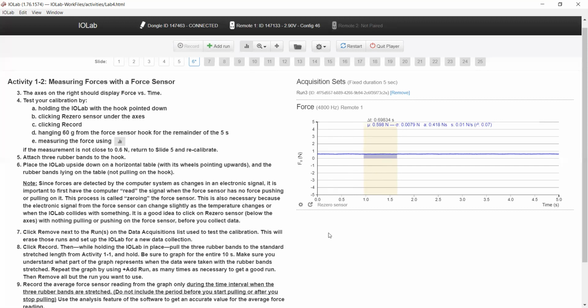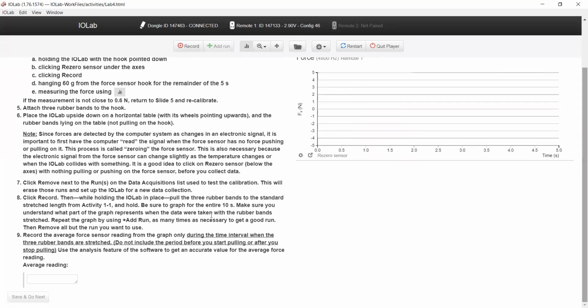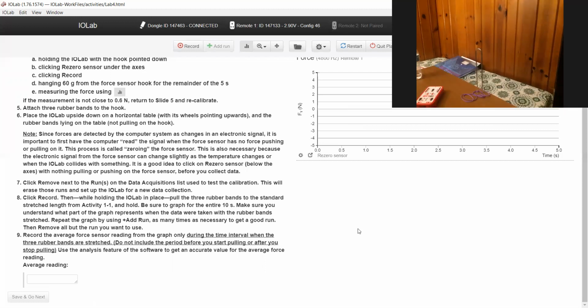Click remove next to this one, so we just want the data from the rubber bands. This is done. Click the record, and pull 3 rubber bands to the standard length. So we'll use 3 rubber bands. Let's turn the picture on.